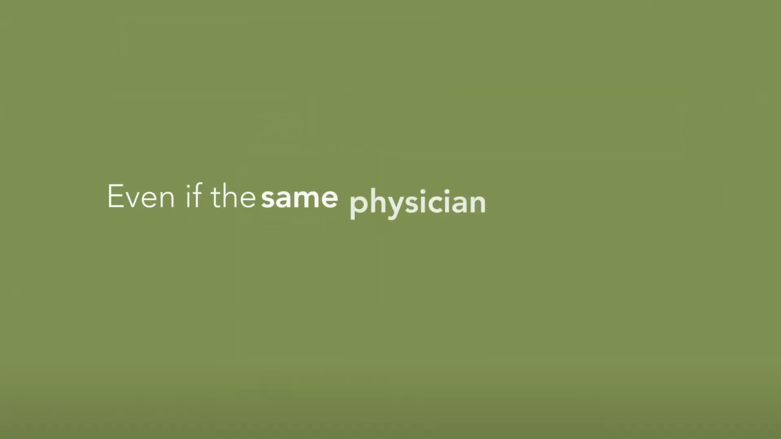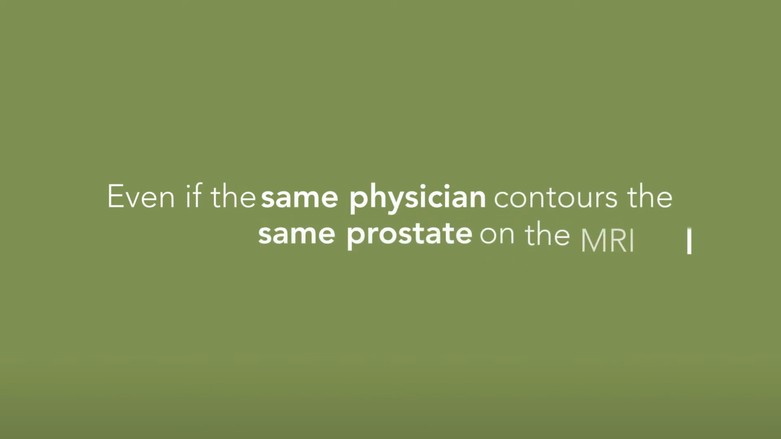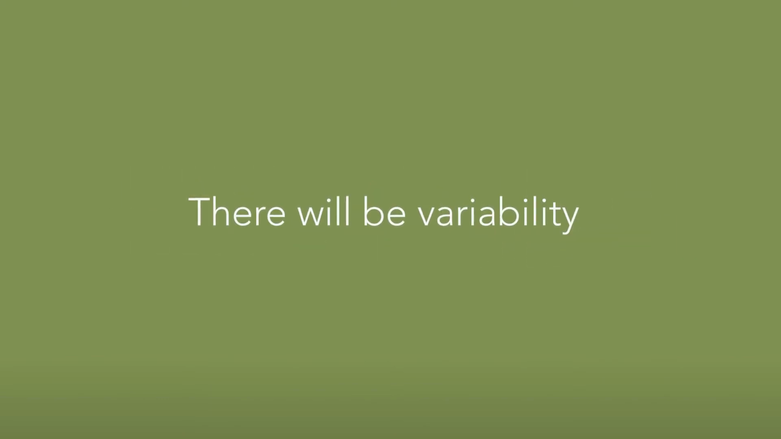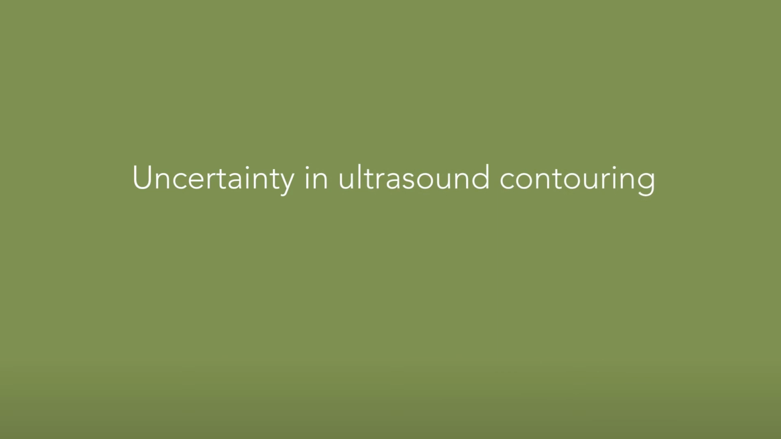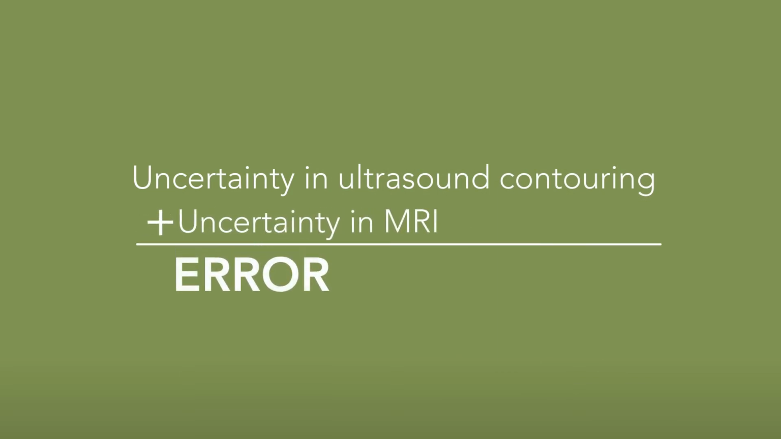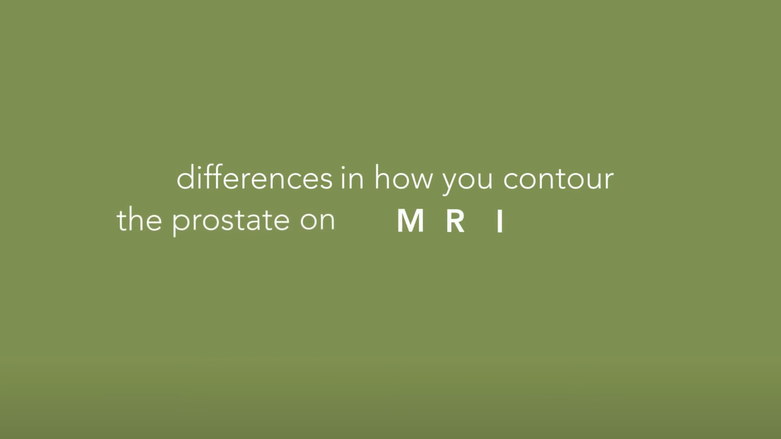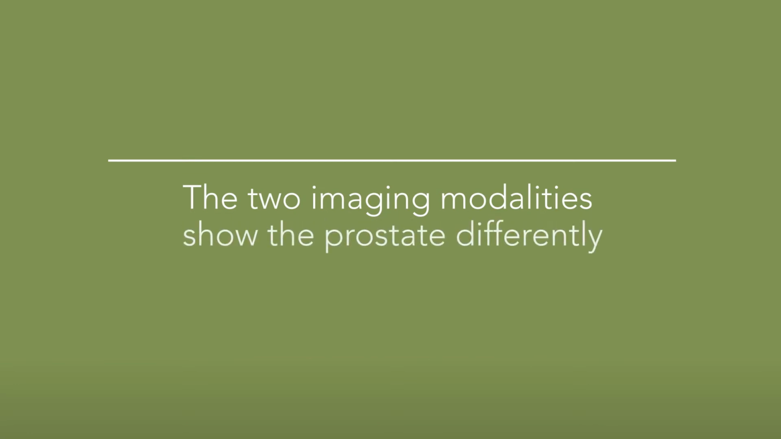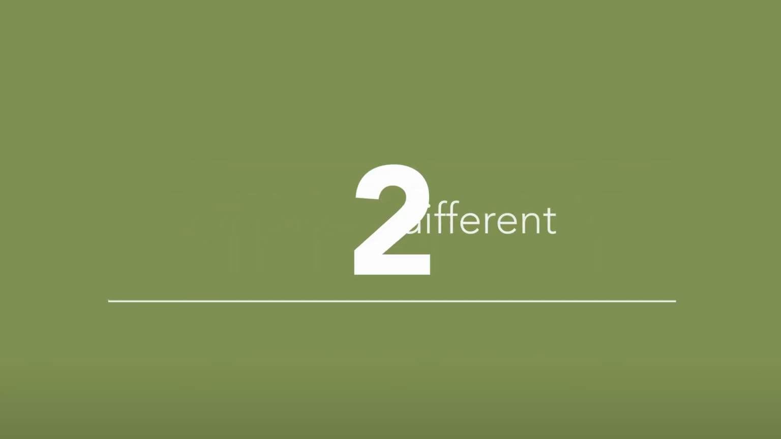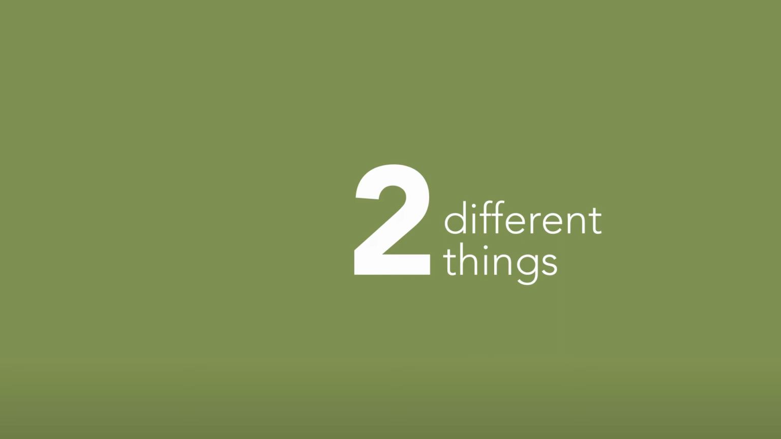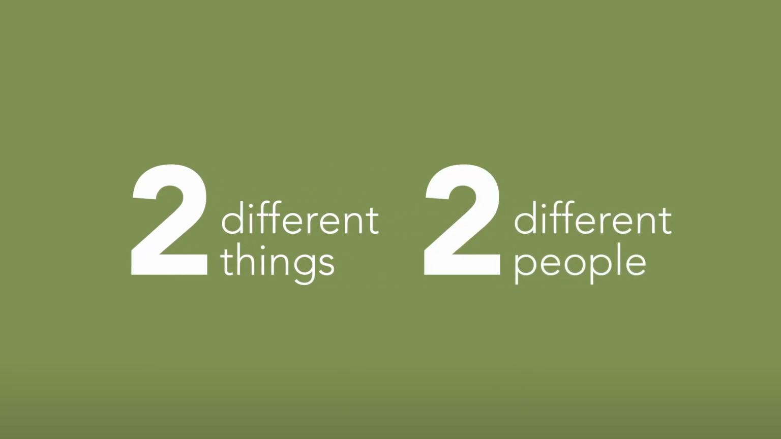Even if the same physician contours the same prostate on the MRI, there will be variability. The same uncertainty in ultrasound contouring likely exceeds the uncertainty in MRI and adds to the error. But both of these errors pale in comparison to the differences in how you contour the prostate on MRI versus ultrasound. Even without compression differences, the two imaging modalities show the prostate differently, so you're contouring two different things. And in most cases, they're contoured by two different people.